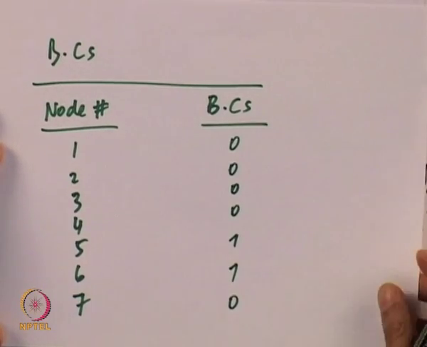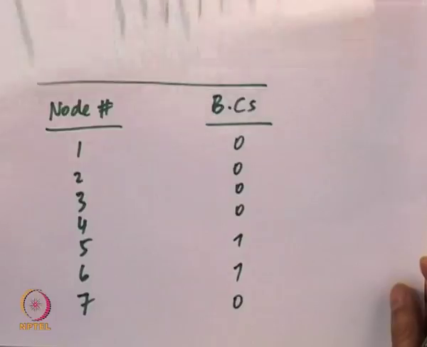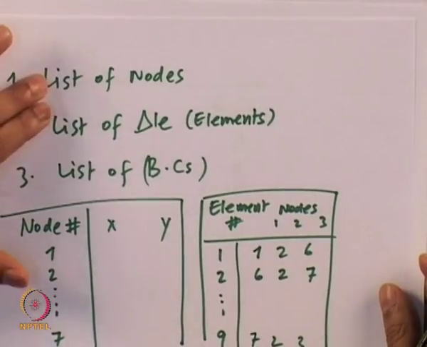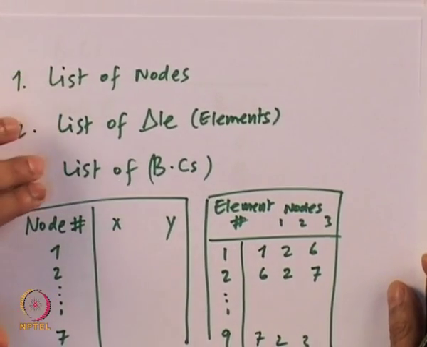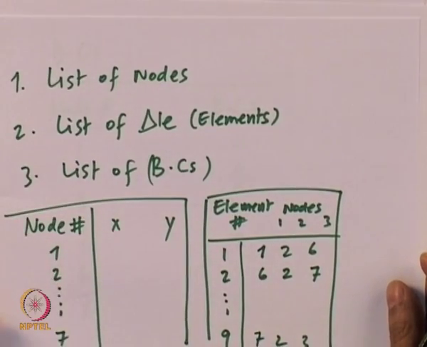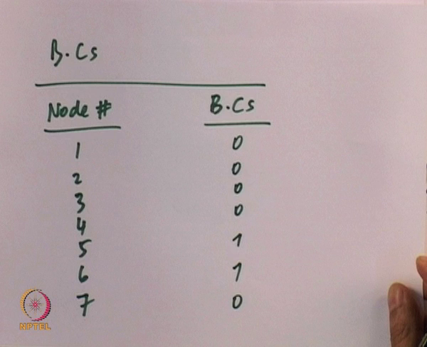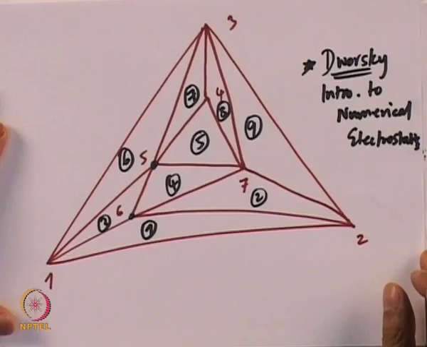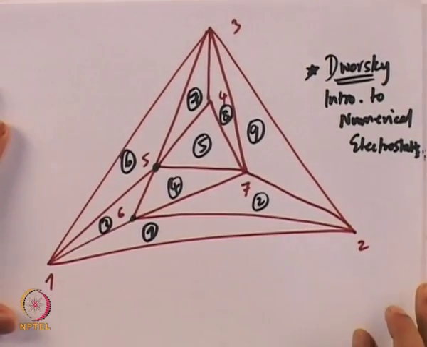So this is the way we are going to start doing any problem. We have the list of nodes, the list of elements and the list of boundary conditions, and we have assigned them using a matrix, and we are also assigning the boundary conditions. Once we do that, we are able to start with the problem itself. But before that, look at the geometry of the problem we are considering.